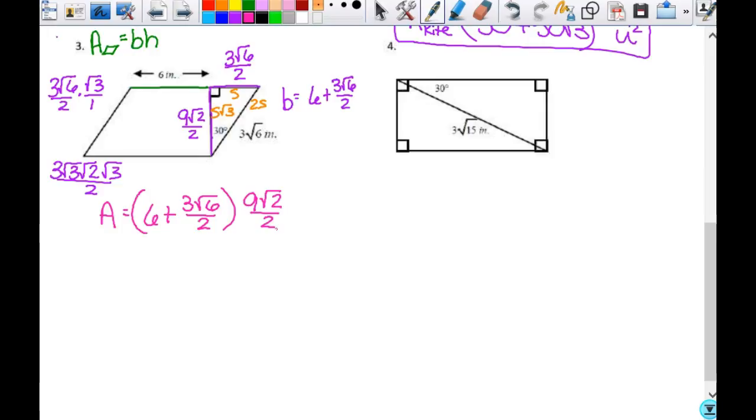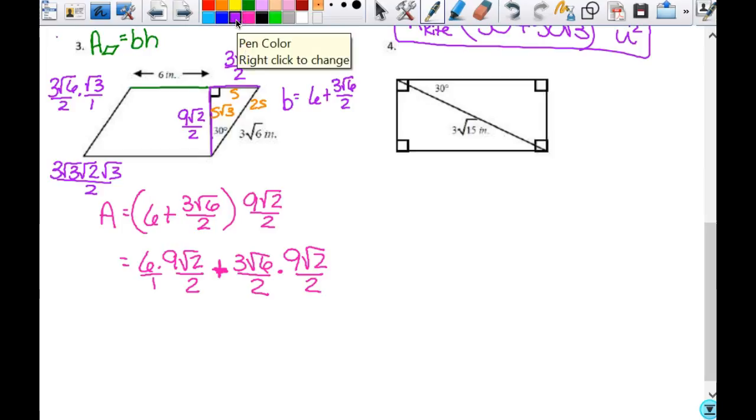Okay. So then I'm going to distribute, and I'm going to get 6 times 9 square root of 2 over 2. I'm going to put the 6 over 1. And then plus 3 square root of 6 over 2 times 9 square root of 2 over 2. Right. See how it's okay to write it down before you actually do it.